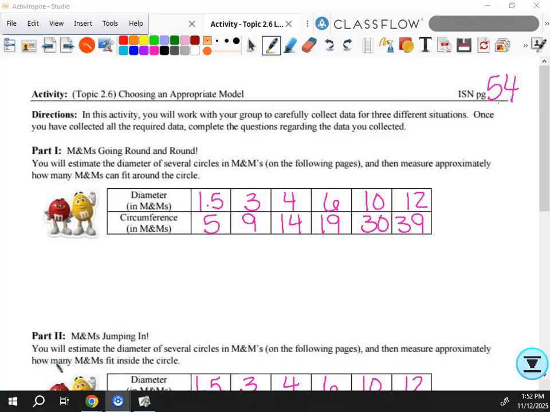But we're going to start by looking at some of our graphs. We're going to talk through all this data and talk through a bunch of stuff. So if you weren't here, or a reminder if you were here, we had circles. We measured the diameter, the circumference, and the area with M&Ms. And then we did a little probability activity down there at the bottom. All right, so let's see.